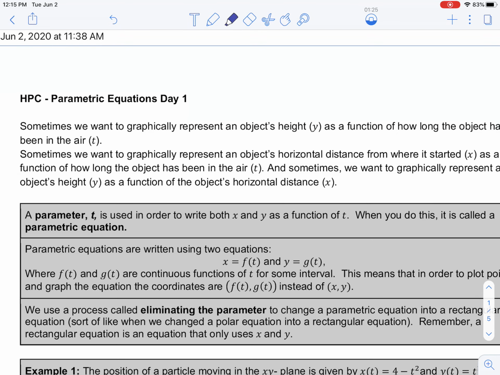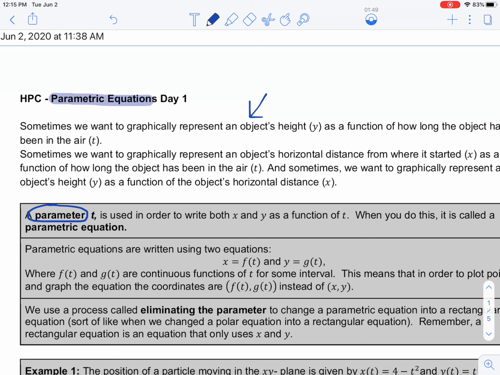Okay, so this lesson is looking at our next new topic, which is parametric equations. To get started, it's really important to understand what a parameter is. You can read here in this introductory paragraph a little more about specific situations when we might use this, but I'm going to jump down to talk immediately about what exactly a parameter is.